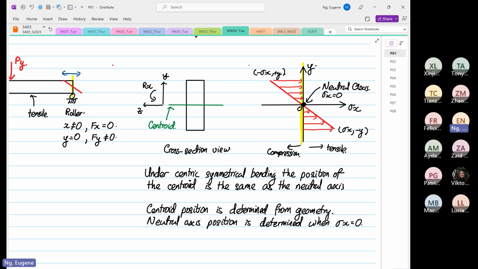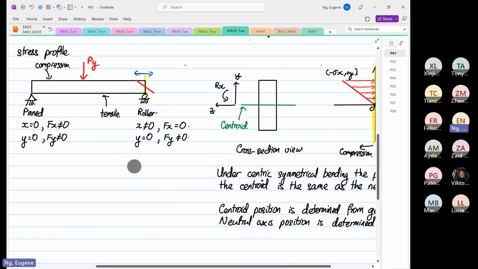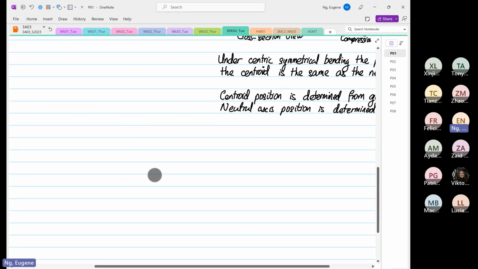Now I will show you a situation where the centroid and the neutral axis are not at the same position. I repeat again, I'll show you another example where the centroid and neutral axis position are not the same. So why is that so? Okay, so this can happen when the loading is done this way.